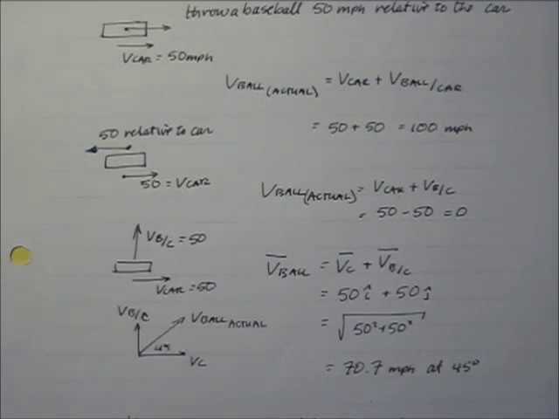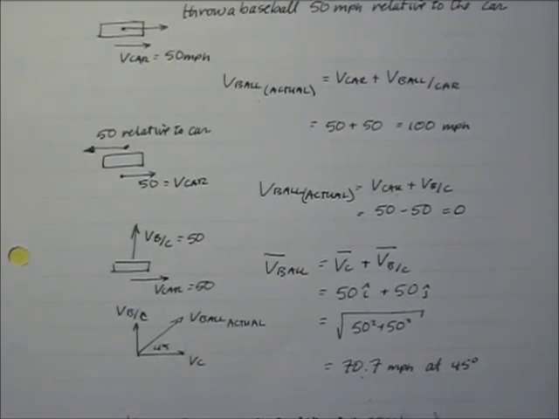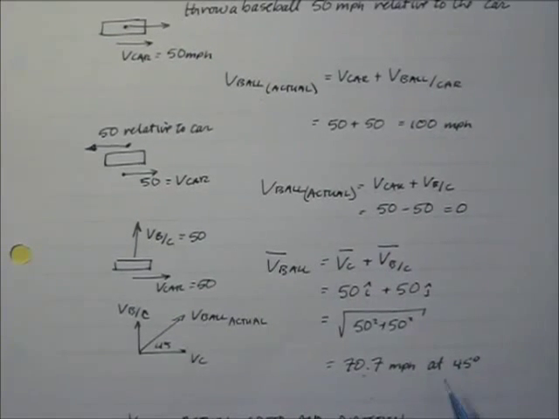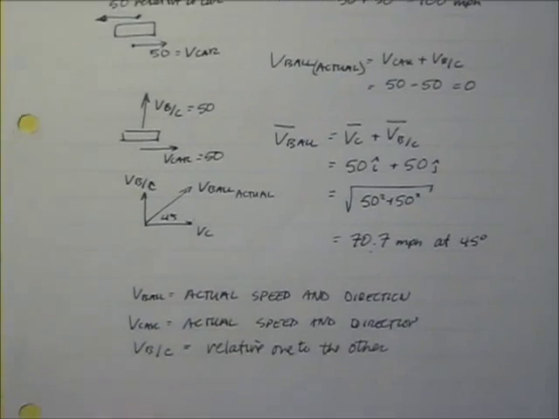We take the square root of the sum of the squares, and we find that the actual speed of the ball is going to be 70.7 miles per hour, going at an angle of 45 degrees. So we'll get used to this i and j concept, making sure that we understand the actual speeds and the relative speeds, and since they're both vectors, we'll have i and j components of both of them.